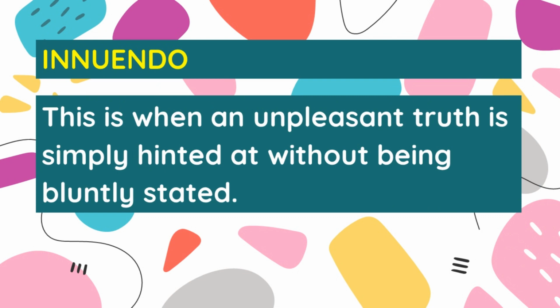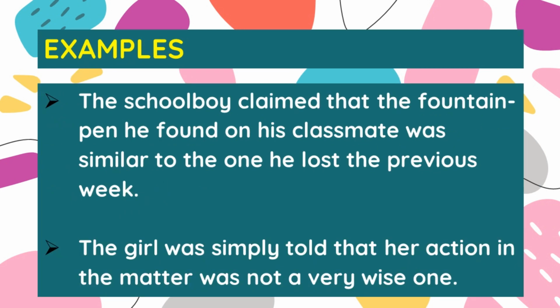Innuendo. This is when an unpleasant truth is simply hinted at without being bluntly stated. Examples: The schoolboy claimed that the fountain pen he found on his classmate was similar to the one he lost the previous week. In other words, he is implying that it's his pen. The girl was simply told that her action in the matter was not a very wise one.